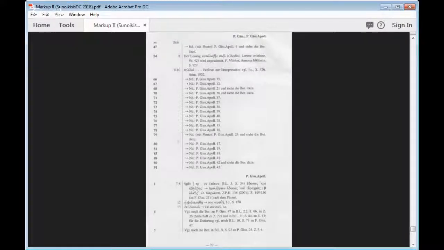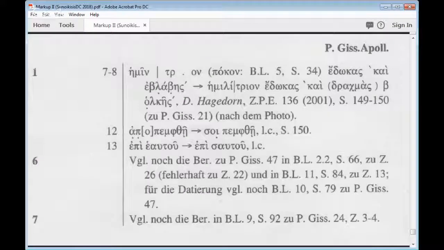The kind of apparatus entries that we can do something about are the ones that are given just at the bottom of this, and I will zoom in on the bottom of the page there. This is from a volume called P. Gis Apol. And text number 1 in this corpus has 3 corrections, one on line 7 to 8, one on line 12, and one on line 13, which you can see from the construction. Let's look at line 13 because it's the easiest to see what's going on.